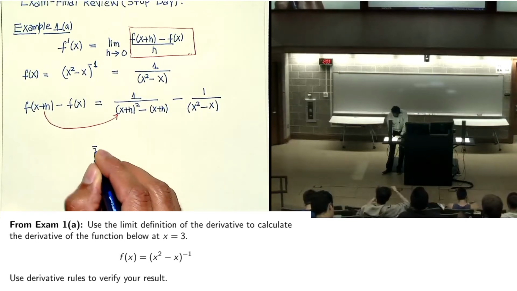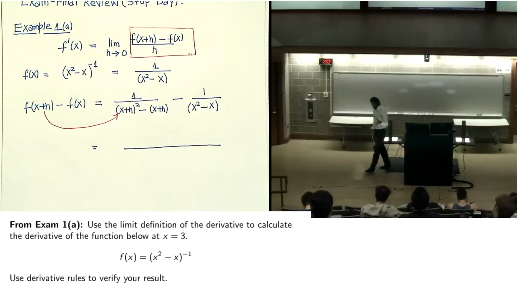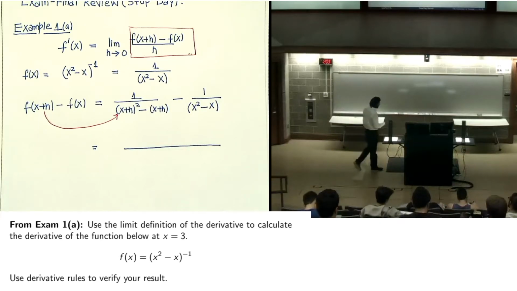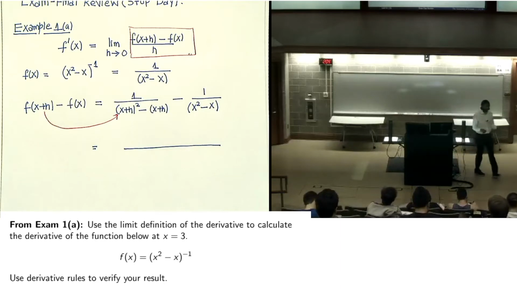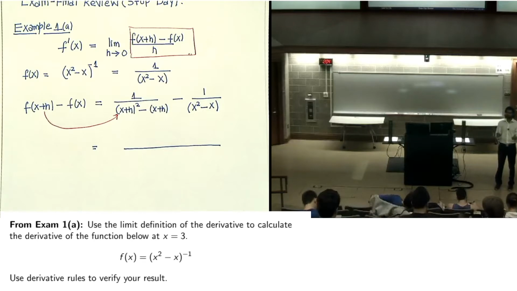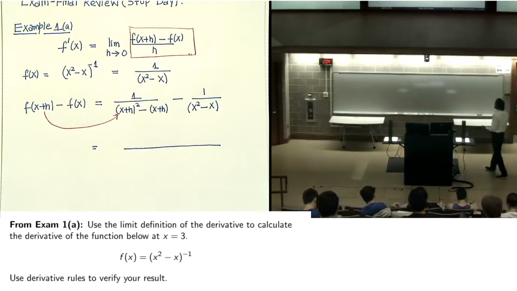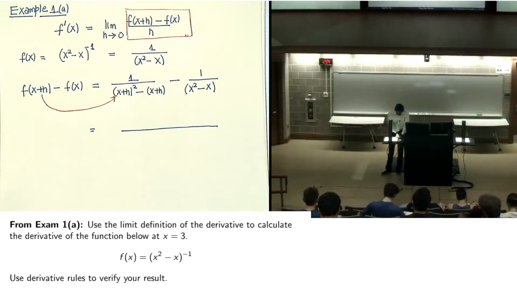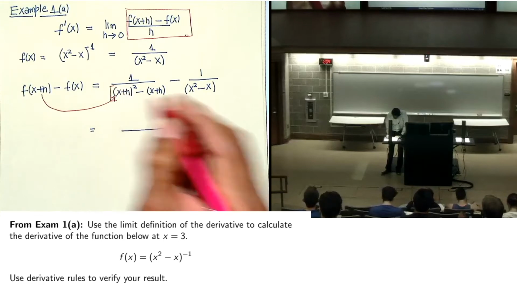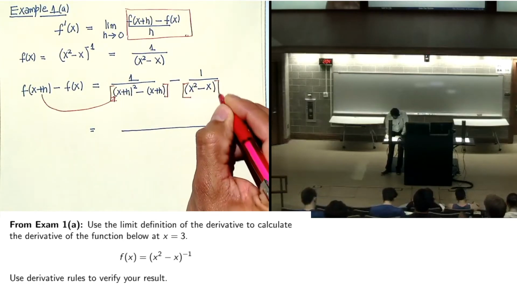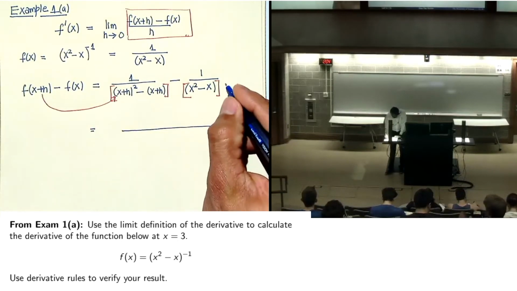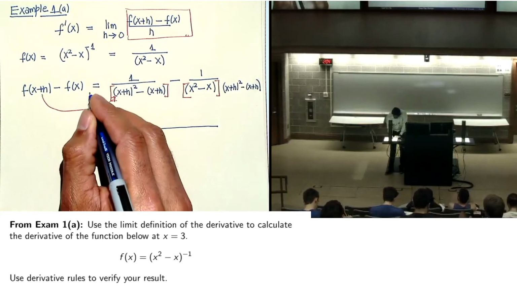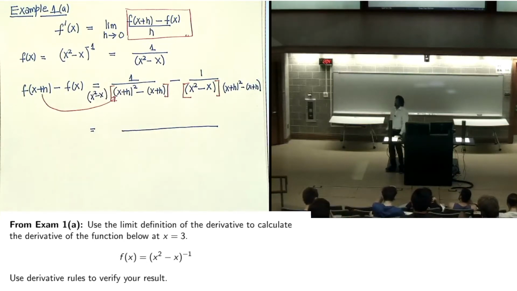Now, we need to simplify this one. How can we simplify such a thing? If you have two quotients, and one is subtracted from the other, or you add two quotients, in order to simplify them you need to make the same denominator. You cannot add or subtract quotients unless your denominator is the same. So if you want to make the same denominator, let me put that parenthesis here first. I will multiply this term by x plus h squared minus x plus h, and I will multiply this term by x squared minus x. Then my denominator will be the same.